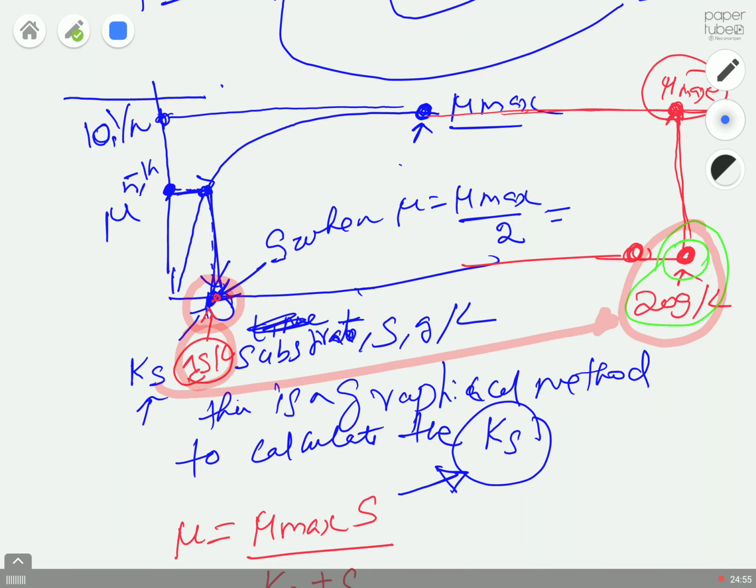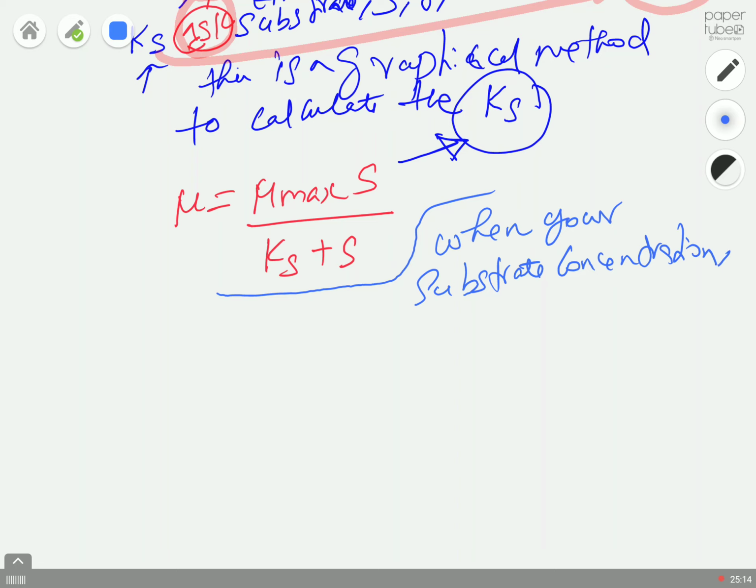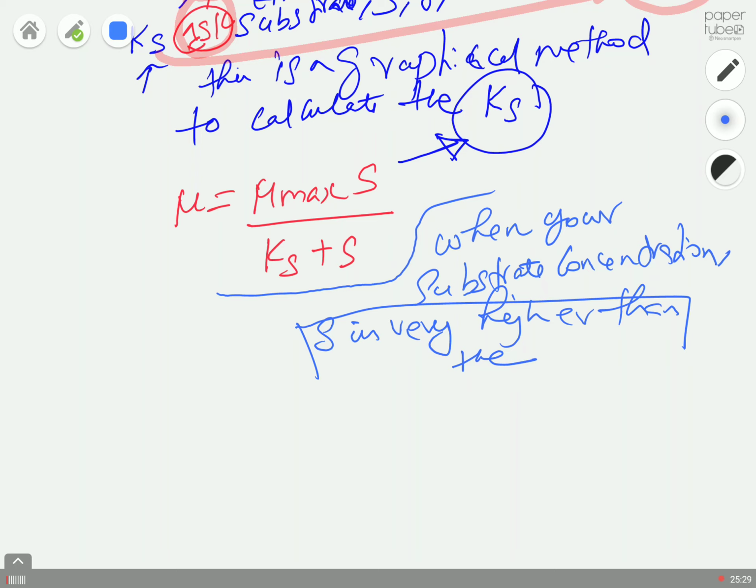So what this experimental condition says is that when your substrate concentration is very high, very much higher than your Ks value, which is here, your S is very much higher than your Ks value, the Monod constant.